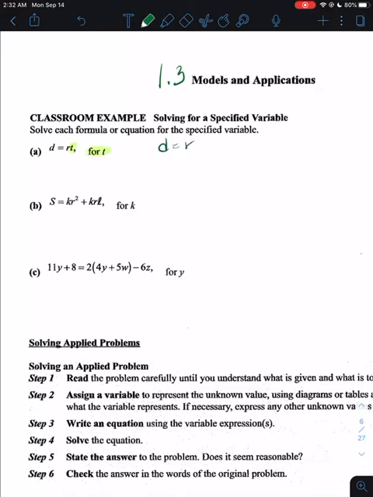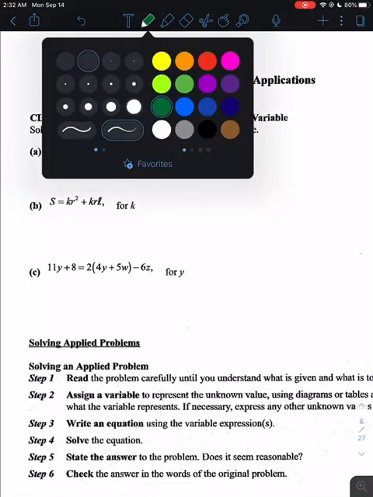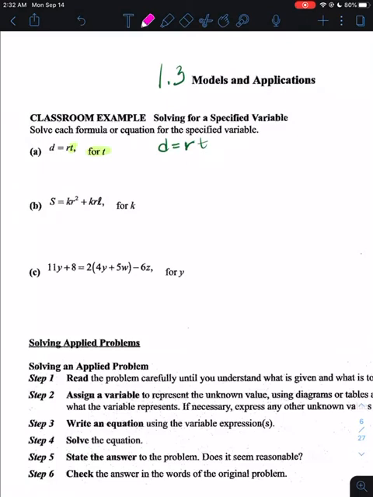So this is d equals rt. To get this t by itself, I have to get rid of the r. The r is being multiplied to the t. So the opposite of multiplication is division. So I'm going to divide both sides by r. The r's cancel out. I'm left with d over r equals t. This is your answer. This is what you will put in a box, what t equals. T equals d over r.